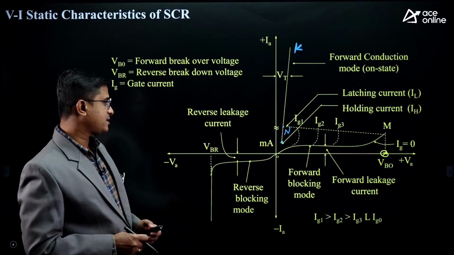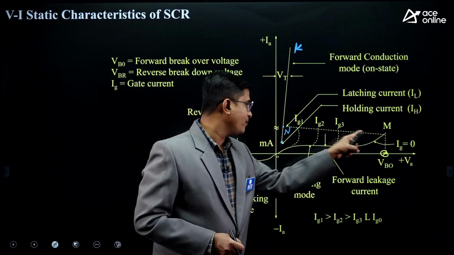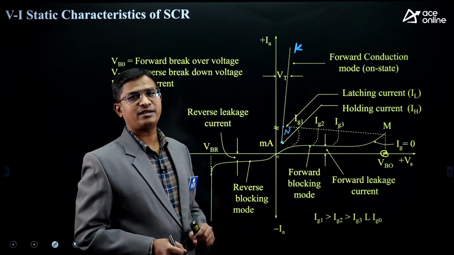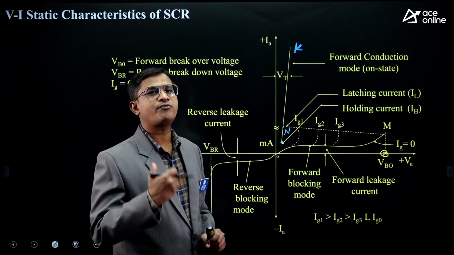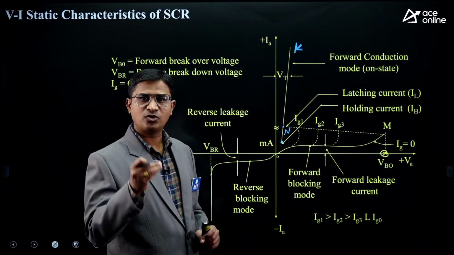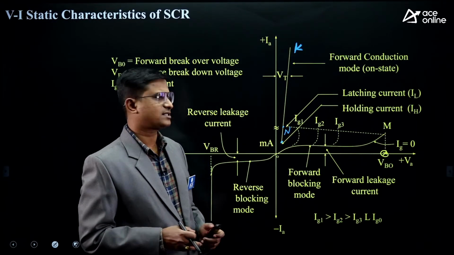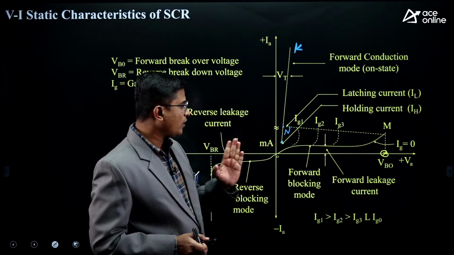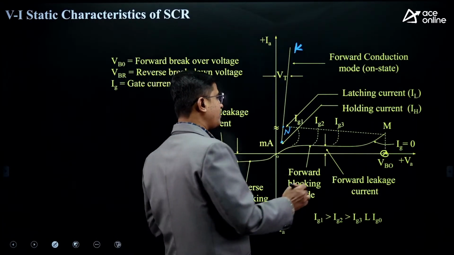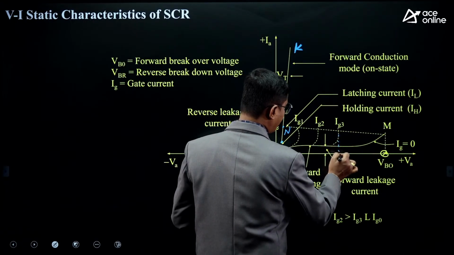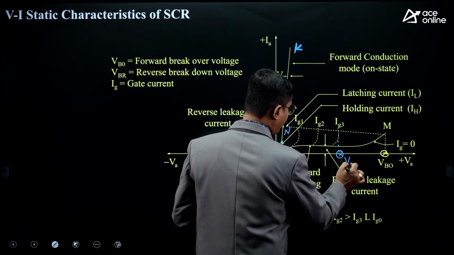Alright. Next, this dotted line M to N indicates a transition from forward blocking mode to the forward conduction mode. Blocking mode to the conduction mode. Now, if we want to turn on the device at a lesser voltage level, then we need to take the help of gate current.